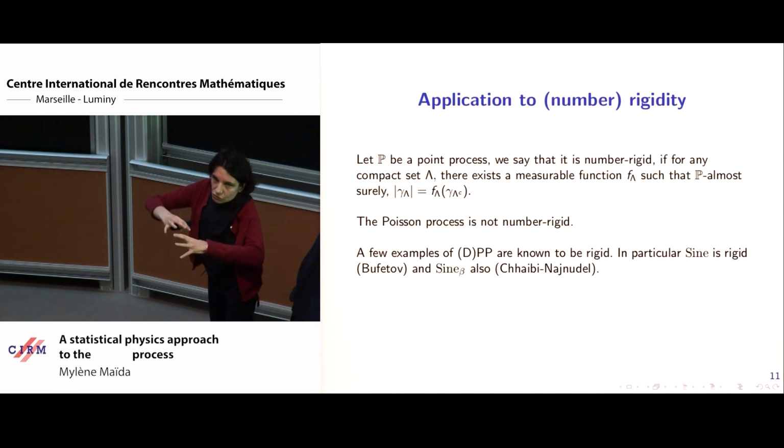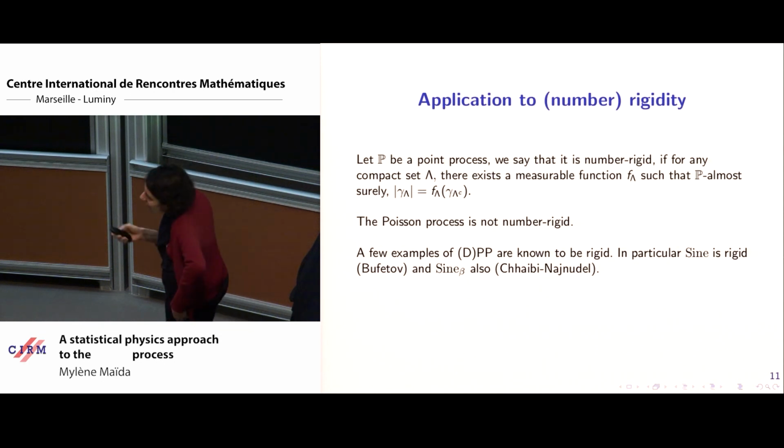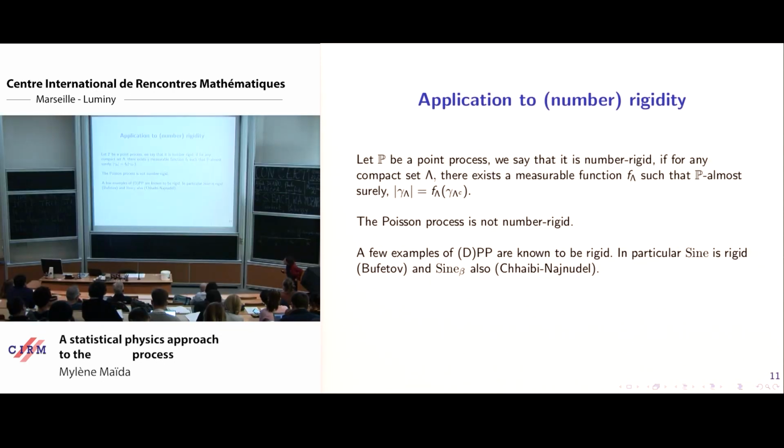I mean, you can have a strongly repulsive interaction, but the process is not rigid. It's also linked with hyperuniformity, but the links are pretty subtle. In particular, Ghosh showed that the sine process, so for beta equals 2, is rigid, and Chhaibi and Najnudel have also shown that the sine beta is rigid.